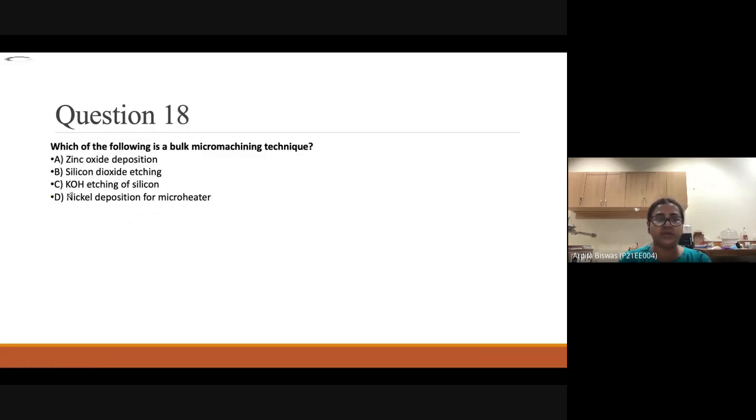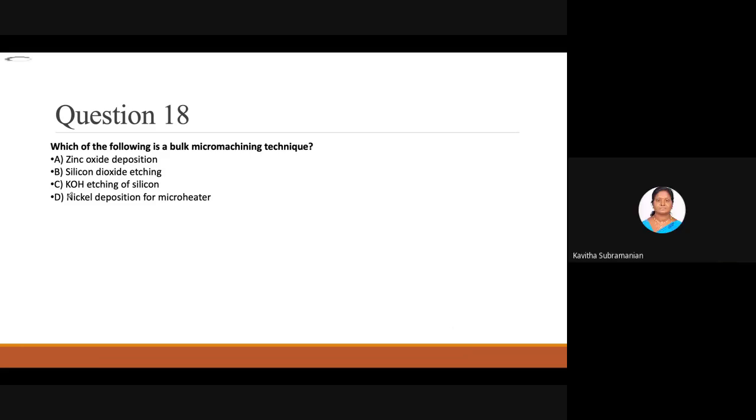So next, question number 18. Which of the following is a bulk micromachining technique? The first is the zinc oxide deposition. The second is the silicon dioxide etching. The third option is the KOH etching of the silicon. And the fourth option is the nickel deposition for microheater. KOH etching of silicon.